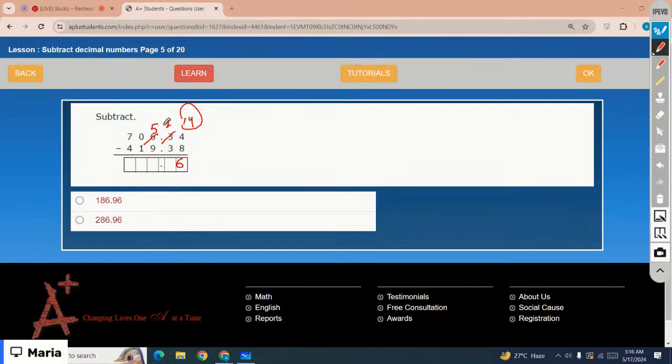Again, you need to borrow 1. 12 take away 3 is 9. Again, you need to borrow 1, 6, 9, and 15. 15 take away 9 is 6. 9 take away 1 is 8. And 6 take away 4 is 2. So, which is the correct option?